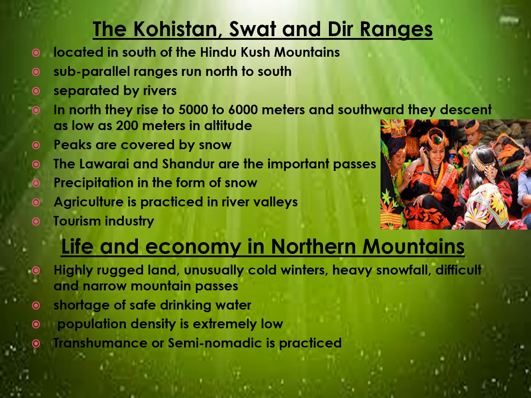So in the north, they rise from 5000 to 6000 meters, and then they descend towards the south. The Lowari and Shandur are the important passes, and precipitation is in the form of snow. Agriculture is practiced in the river valleys, and the tourism industry is being promoted due to the scenic beauty of the ranges in that area.